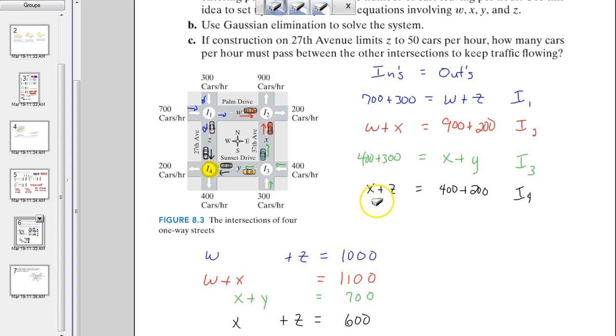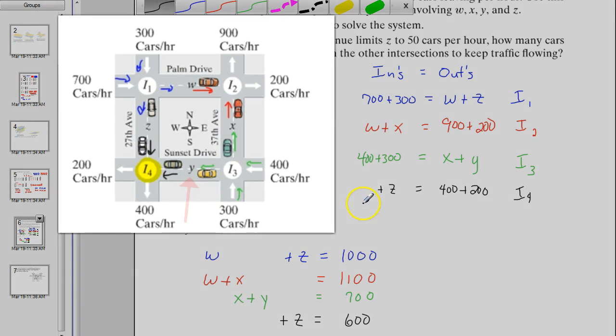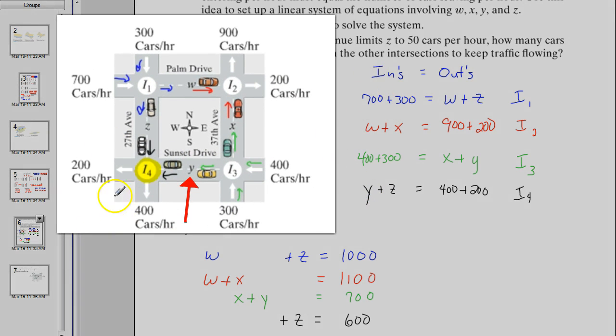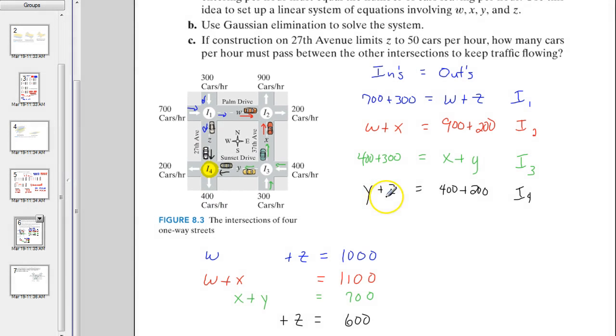And I just caught something while I was writing this. I shouldn't have a variable 3 times, and it's because I set this one up wrong right here. This should be Y plus Z. Okay, the ins on I4 are Y and Z. So Y plus Z are the ins, so that should be a Y right there. Okay, so there's my system set up.